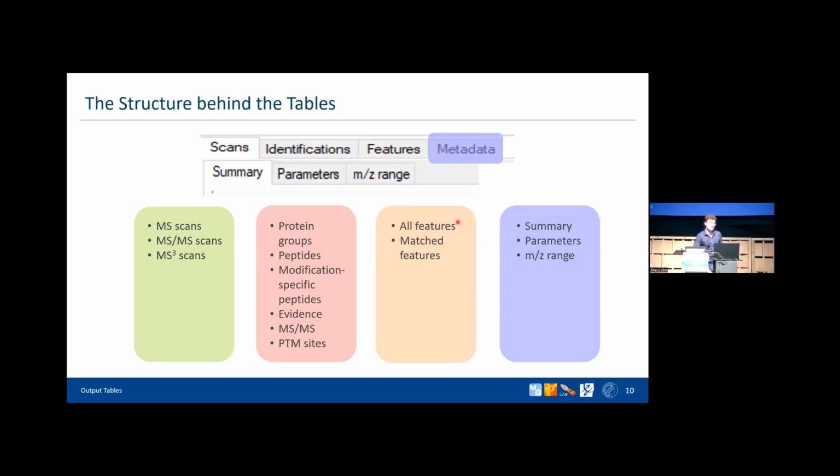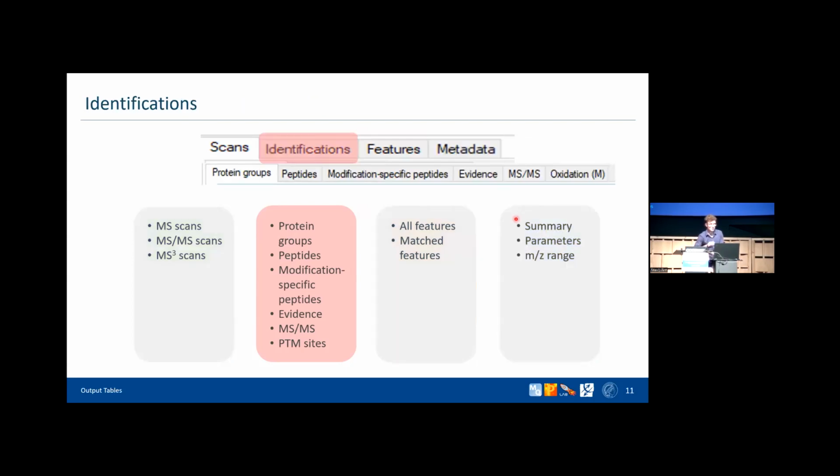And then lastly, we have this metadata tab where you can see some overview parameters for quick quality control and so on. So I'm going to go through that now slowly. And I'm going to start with the identifications because I guess that is most interesting for people here.